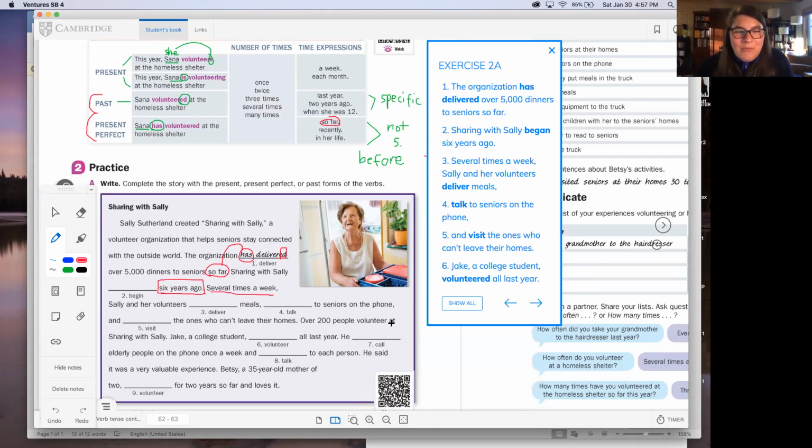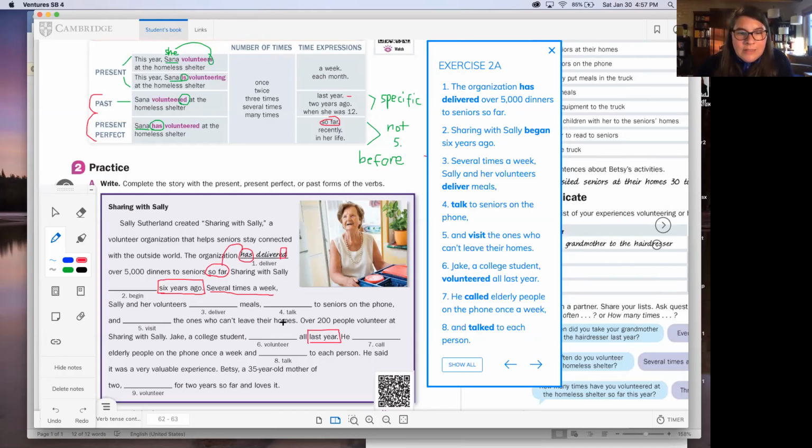Over 200 people volunteer at Sharing with Sally. Jake, a college student, something, all last year. Last year is a specific date right here, which means past tense. So volunteer, volunteered all last year. He called elderly people on the phone once a week and talked to each person.